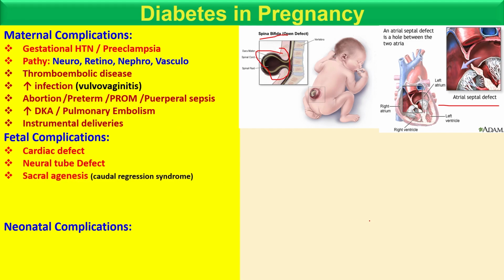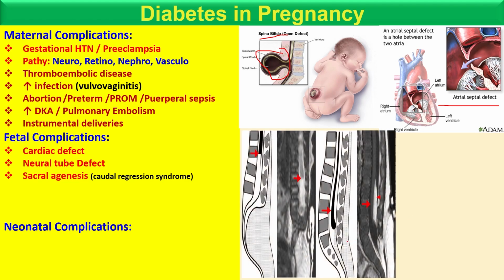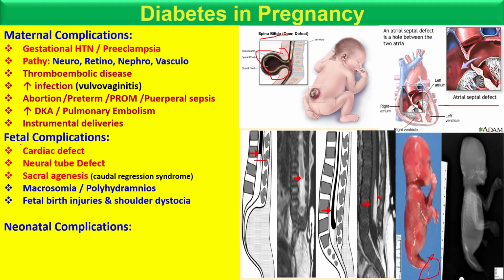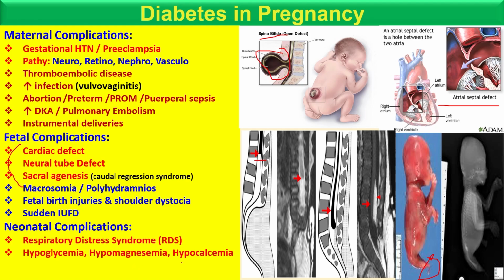Sacral means the last segment of the vertebra is not developed. You can see here, this is the vertebra, and you can see this. There is agenesis of the sacral, caudal regression syndrome. You can see here, the limb is not developed. And macrosomia, polyhydramnios, these are others, but these three are more common. Fetal birth injuries, shoulder dystocia, sudden intrauterine fetal death. Neonatal complications: RDS, hypoglycemia, hypomagnesemia, hypocalcemia, polycythemia, hyperbilirubinemia.